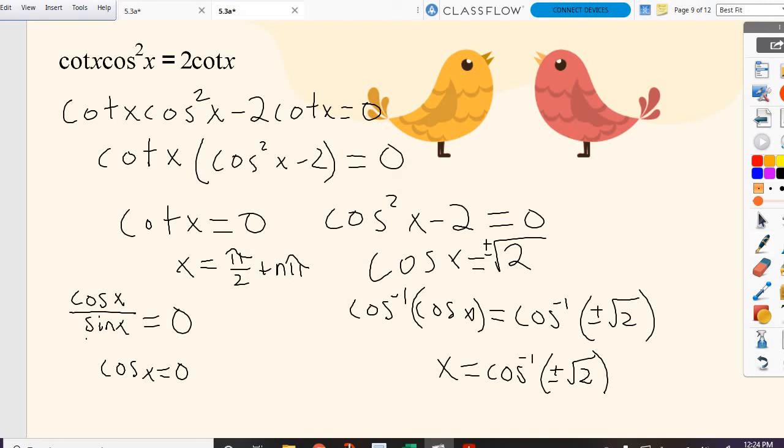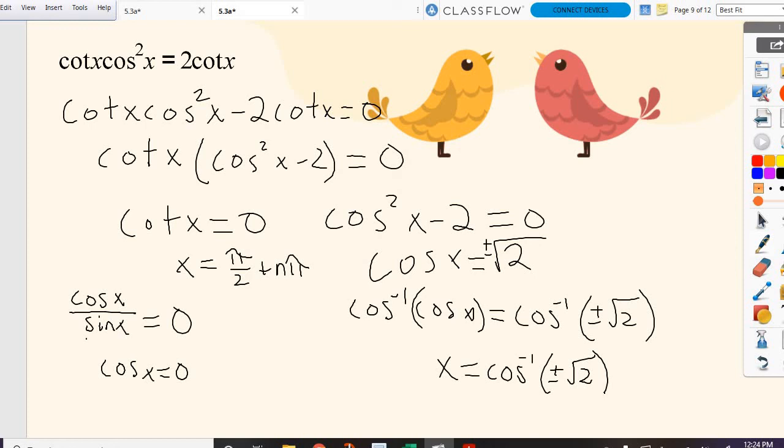But if you plug that into your calculator, you would actually get an error, and we will tell you why. It's not because it's plus minus. You would do cosine inverse of square root of 2 and then cosine inverse of negative square root of 2. You would get two answers, but either one of them is going to give you an error. What is square root of 2 equal? About 1.4, right?